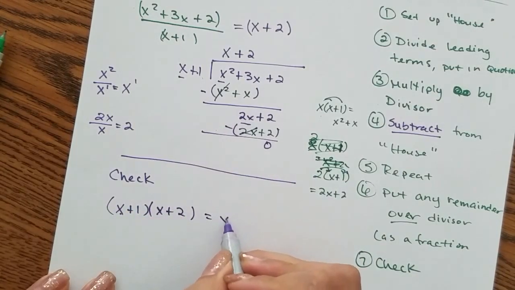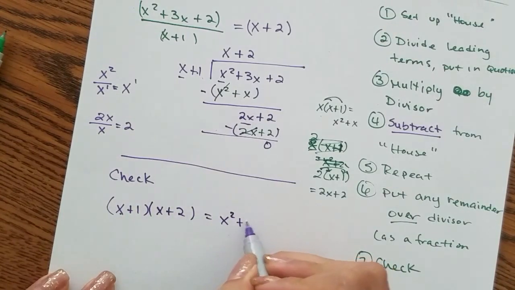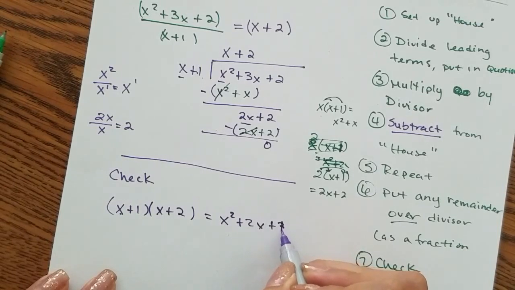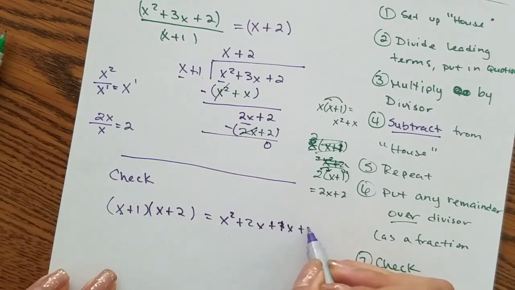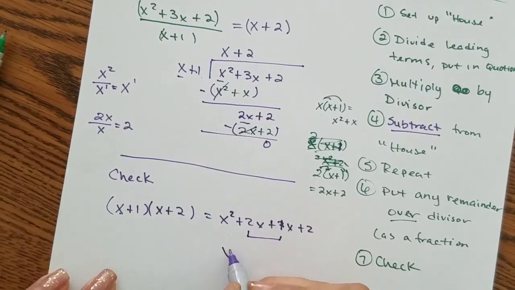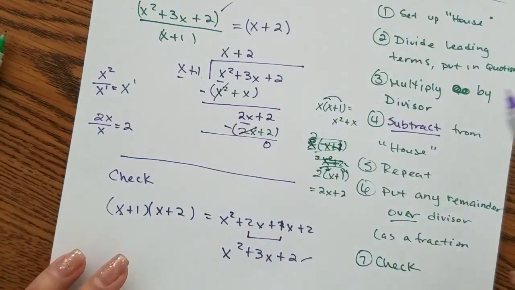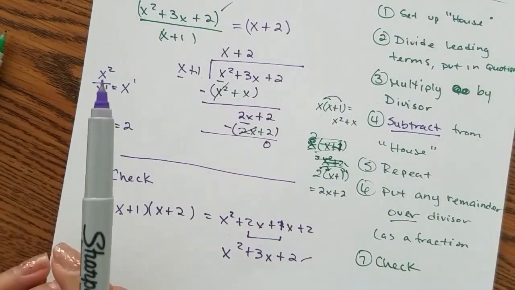X times x is equal to x squared. X times 2, positive 2x. X times 1, positive 1x. 1 times 2 is positive 2. Combine your like terms. X squared plus 3x plus 2. This is the same as our original dividend, and that's it. Checks out.